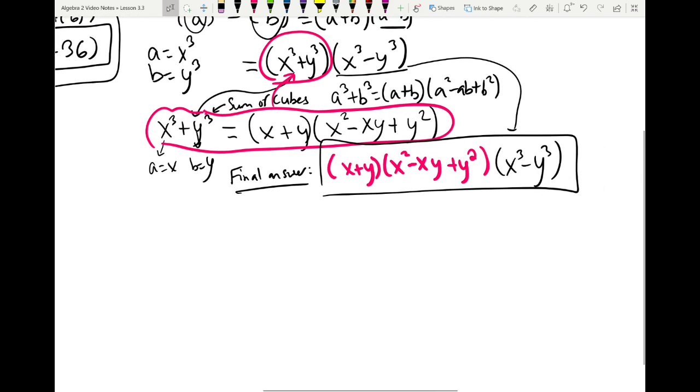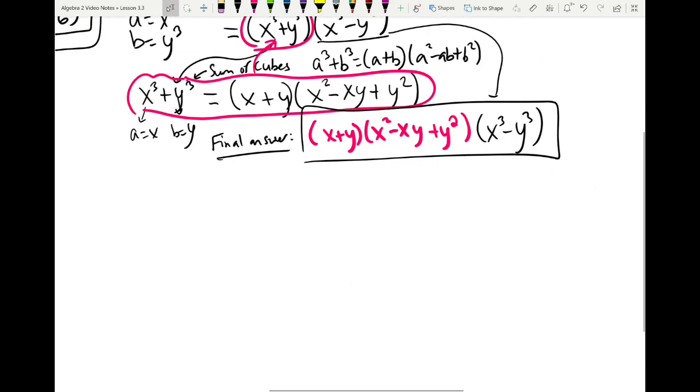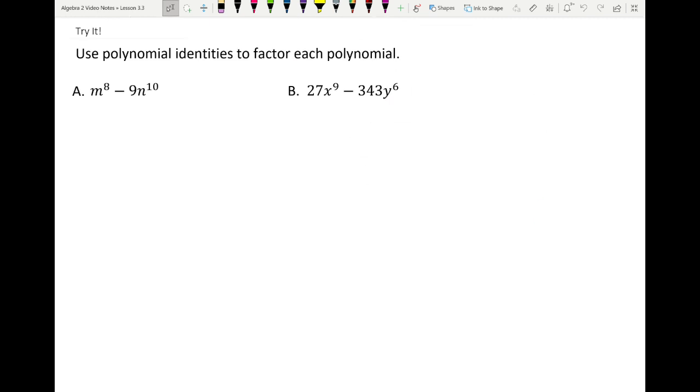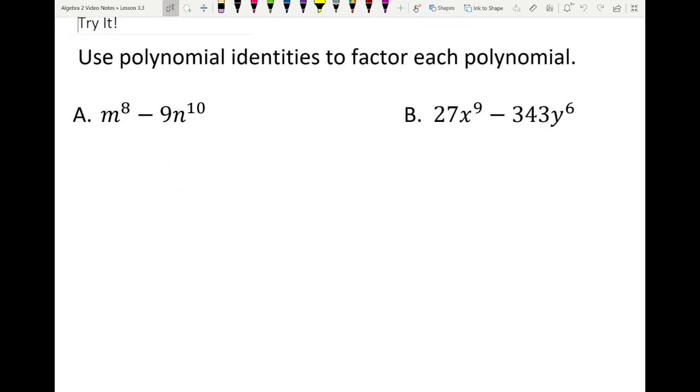All right, so this is the final answer. Go ahead and give this a try. So pause the video and use the polynomial identities to factor.